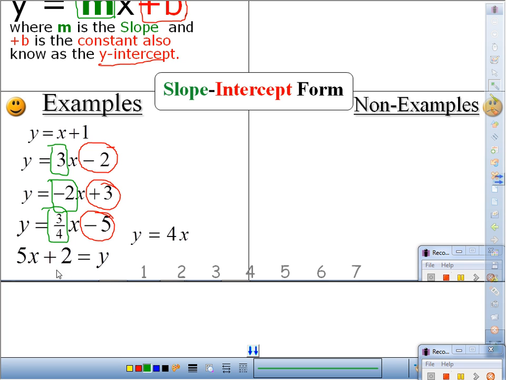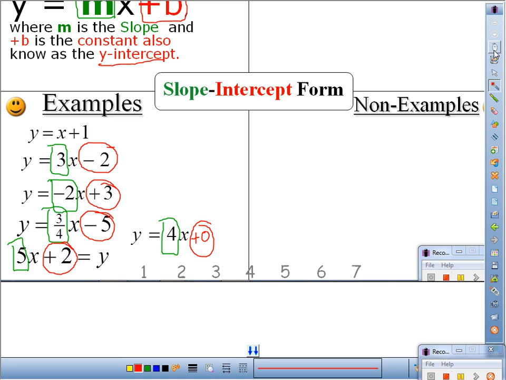How about this one? What is my slope? 5. And what is my y-intercept? 2. Now look at this one. This is a tricky one. What is my slope? 4. What is my y-intercept? Exactly. 0. Everybody got it? This is what we call slope-intercept form.